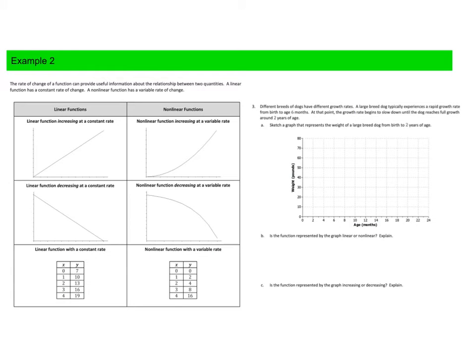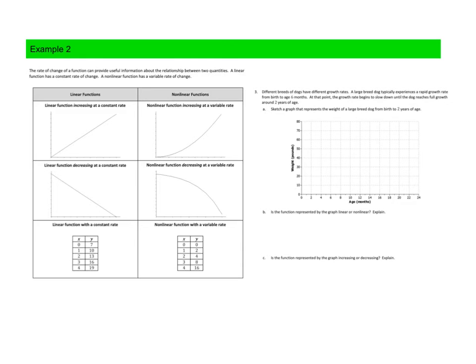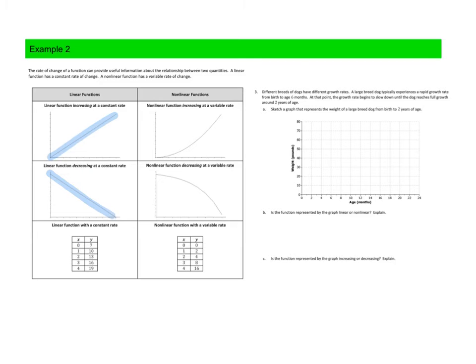All right, example number 2, it says, the rate of change of a function can provide useful information about the relationship between the two quantities. A linear function has a constant rate of change. A nonlinear function has a variable rate of change. So this is what a linear rate of change looks like on a graph when it is increasing. This is what a linear function looks like when it's decreasing. And this might be what it looks like in a table. You could find a constant rate if we found m for any of these. It's going to be the same every time for every row.